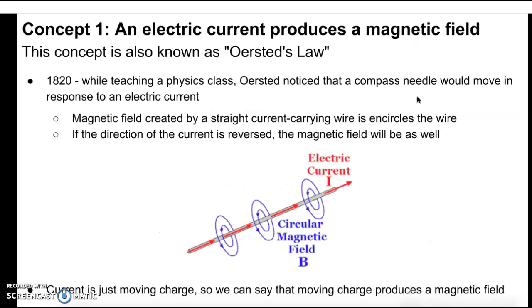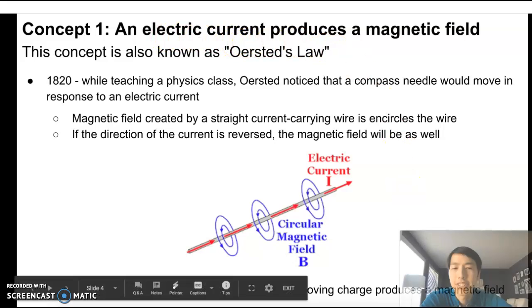So there's 5 of them. Concept number 1, an electric current produces a magnetic field.